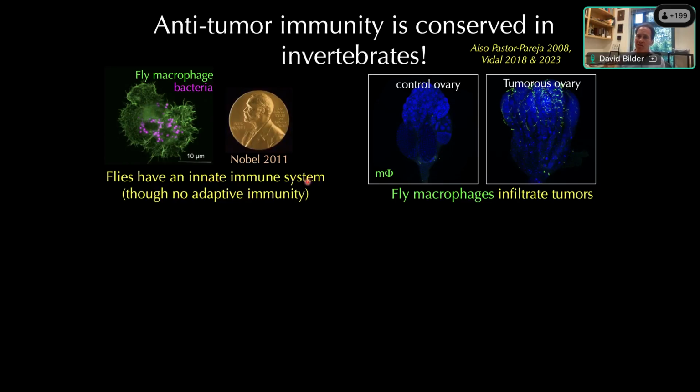And what I'm here to tell you is that flies not only can make tumors, but they also have an immune response to cancer that fights the tumors. This is not a discovery that my lab has made. This was discovered almost 20 years ago in a beautiful paper by Pepe Pastor-Pareja. I'm just showing you data here from our ovarian tumor system, where you can see in a control, wild-type ovary, these macrophages don't really recognize the host organ. But in the presence of a tumor, these macrophages just flock to this tumor, and there they have anti-tumor activity.